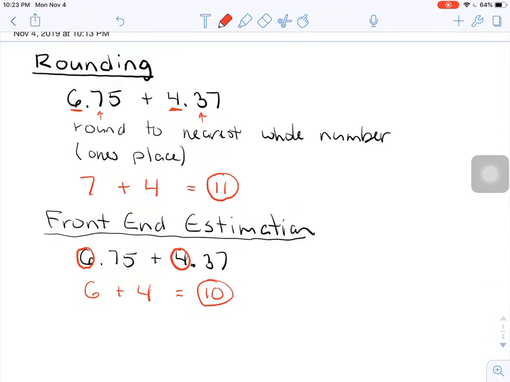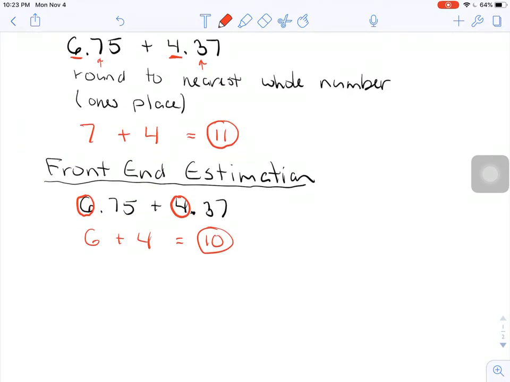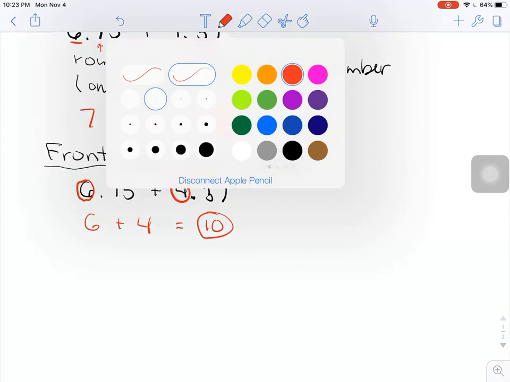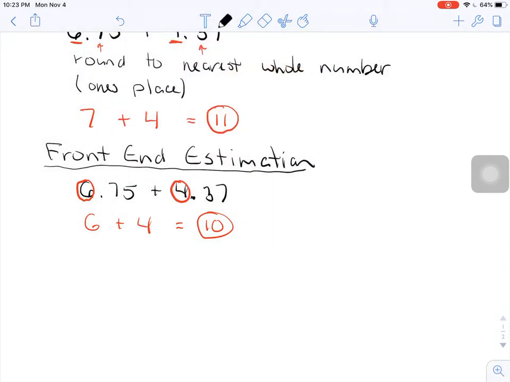10 and 11 are only 1 digit apart. They're in the same neighborhood. Remember, we're estimating. Estimates aren't exact. So both of those are reasonably close to the actual answer. One thing to be aware of with front-end estimation is that if you need to, you might have to add some zeros into the problem. So for instance, we're going to do one other front-end estimation problem here.